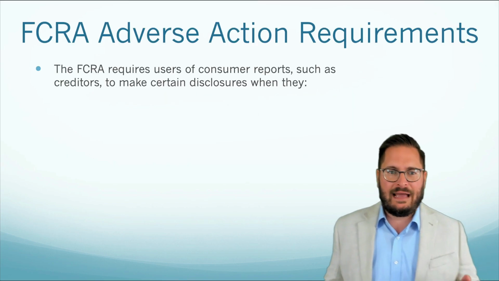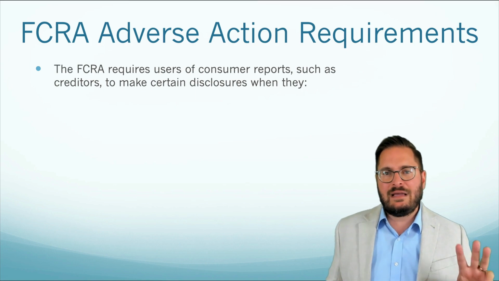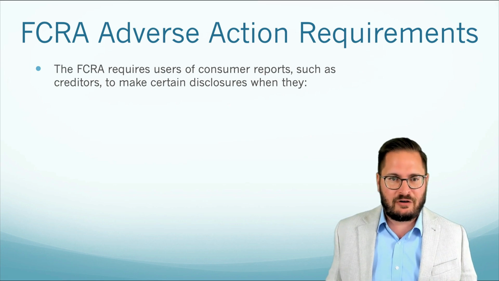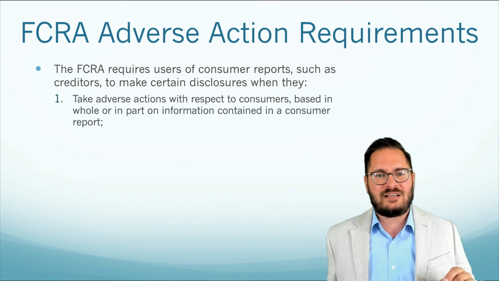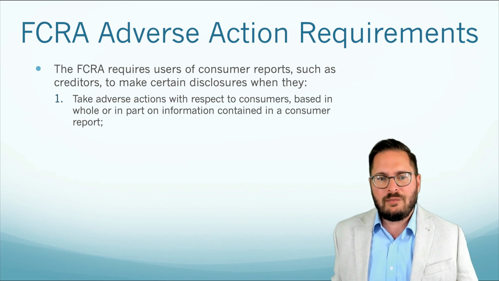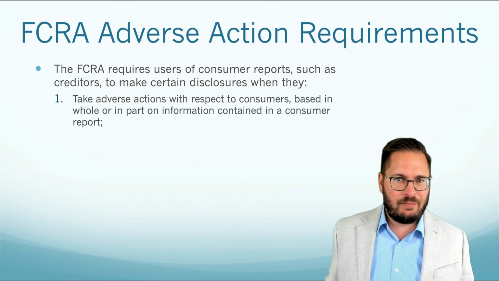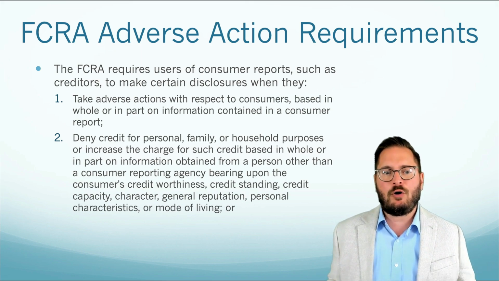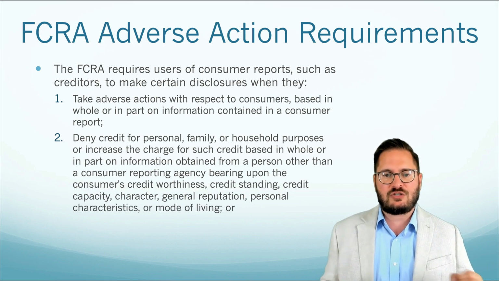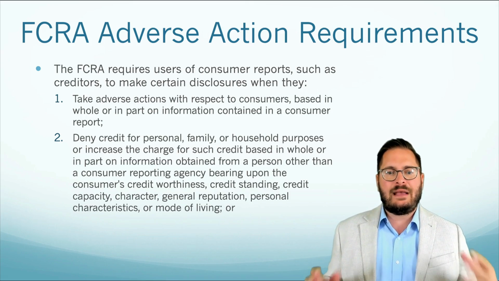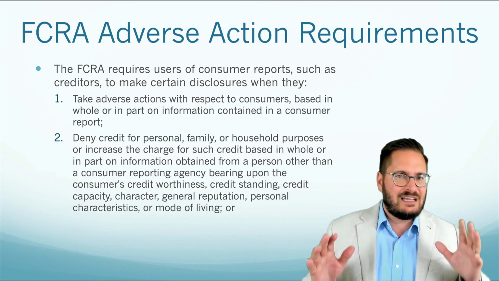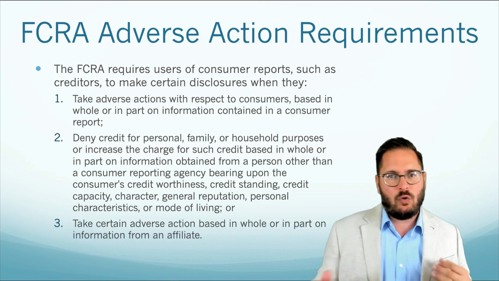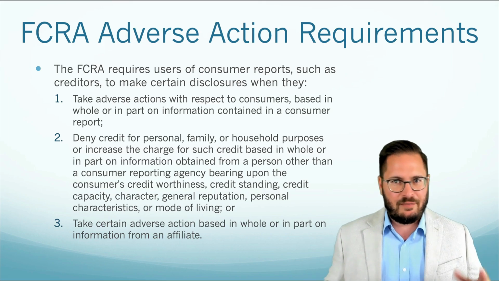Well, under the Fair Credit Reporting Act, there are three times we would send an Adverse Action Notice to a consumer. The first is when we take adverse action with respect to consumers based in whole or in part on information contained in a consumer report. The second reason is if we were to deny credit for personal, family, or household purposes or increase the charge for such credit based in whole or in part on information obtained from a person other than a consumer reporting agency. And then finally, the third reason would be if we take adverse action in whole or in part based upon information we receive from an affiliate.